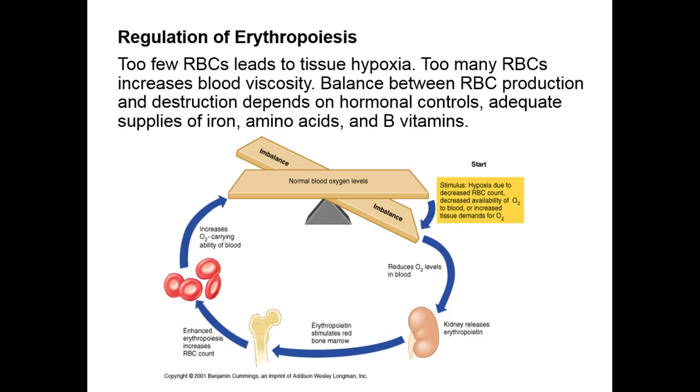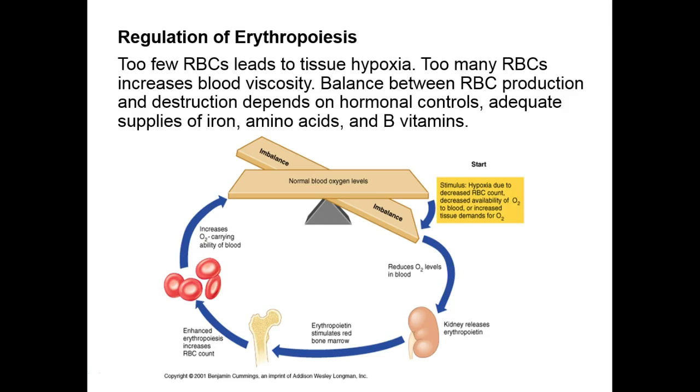And you have chemoreceptors for both of those, for lack of oxygen carrying capacity and for the fact that the blood becomes too thick or too viscous. The balance between creating new red blood cells and eliminating red blood cells is mostly in hormonal control. And remember, red blood cells only live about 100 to 120 days. It certainly needs an adequate supply of the raw materials. Iron is one, amino acids and B vitamins, they need to be there.